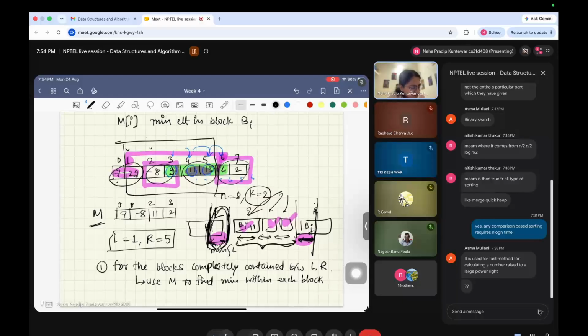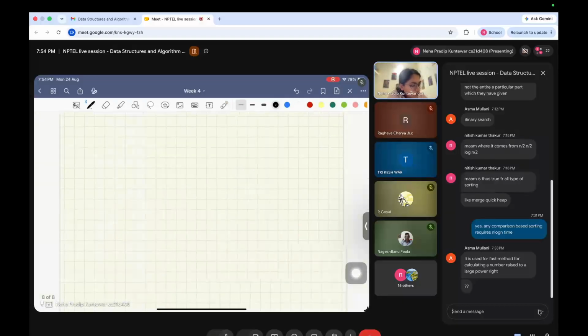So in the worst case there can be order n by k blocks, correct? These were b1 to b(n/k). So assume that we have order n by k blocks. For each block, you are just referring to this entry in M. Okay, so find the minimum element of each block.